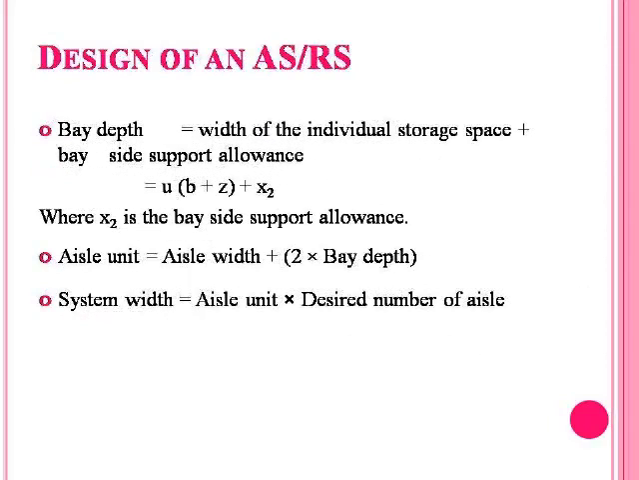Bay width is equal to width of the individual storage space plus bay side support allowance, which is equal to U multiplied by B plus Z plus X2, where X2 is the bay side support allowance. Aisle unit is equal to aisle width plus 2 multiplied by bay depth. System width is equal to aisle unit multiplied by design number of aisles.